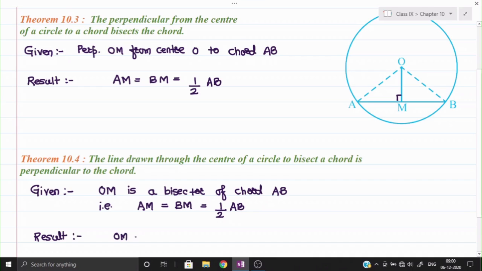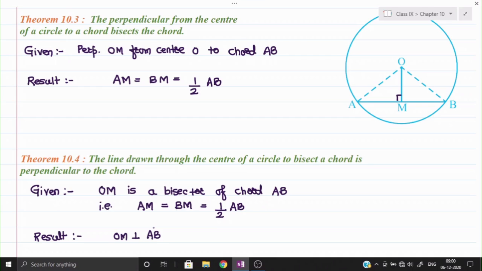You can check that in the previous theorem, OM was perpendicular to AB, and then we got AM equal to BM equal to half of AB. But in theorem 10.4, if OM is a bisector of AB, meaning AM and BM are equal and half of AB, then OM will be perpendicular to AB. In short, if we compile both theorems, if we get either of the things, then we will get the other in the same manner.